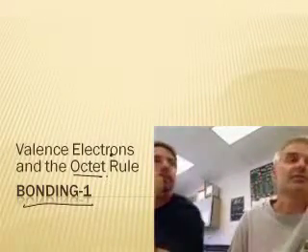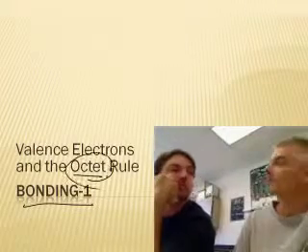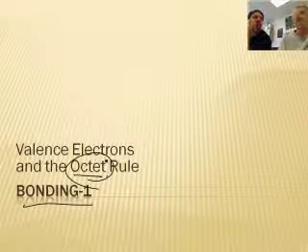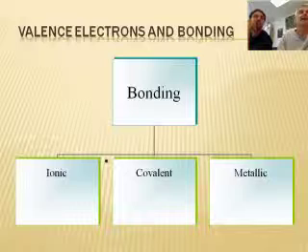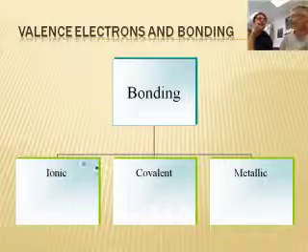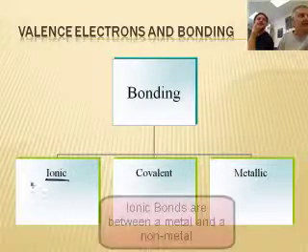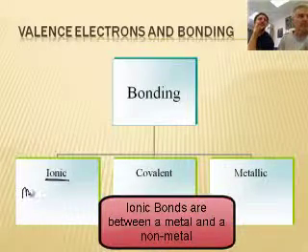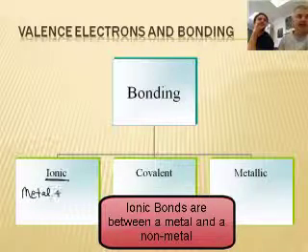So hey, we're going to talk about the octet rule today. I bet that'll be interesting to learn about. Hey, it's about bonding, so we should talk about there's actually different types of bonds. There's 3 types of bonds. The first one's called ionic. Now, an ionic bond is a bond between a metal and a non-metal.